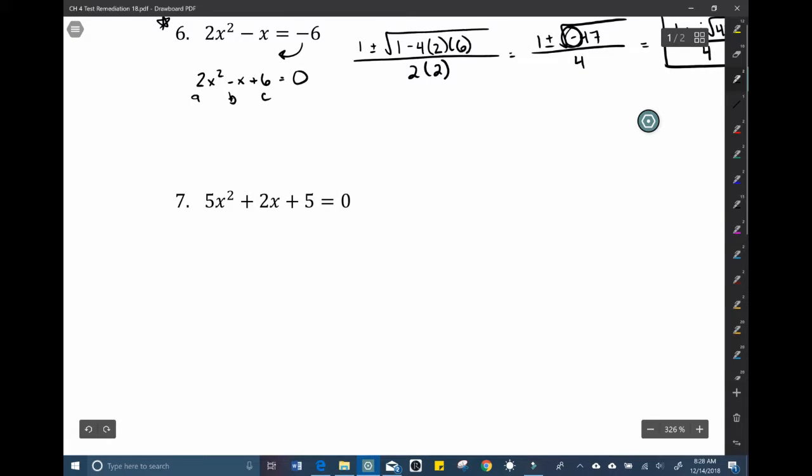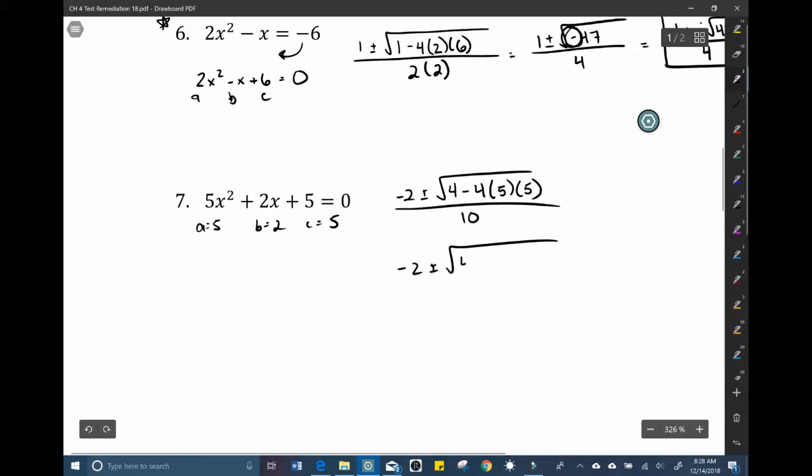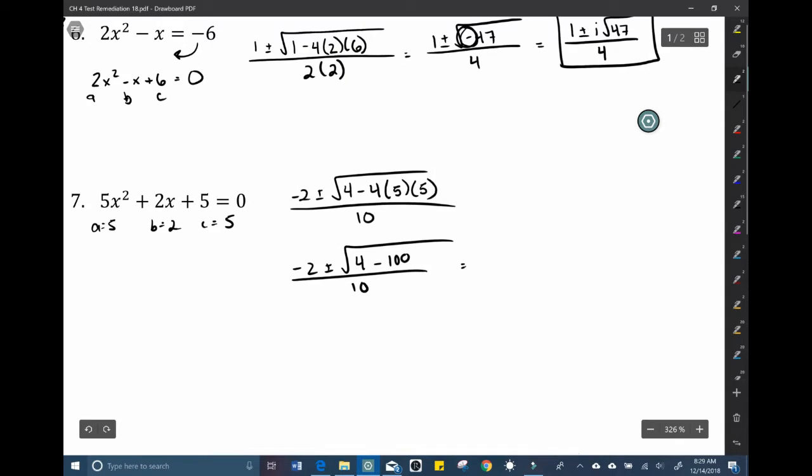Last one here, already in standard form, still want to use the quadratic. A equals 5, b equals 2, c equals 5, negative b plus or minus square root b squared minus 4 times a times c, okay, all over 2 times a, negative 2 plus or minus square root 4 minus 4 times 5 times 5, 100, oh boy, all over 10. That will be also known as negative 2 plus or minus square root negative 96 all over 10.